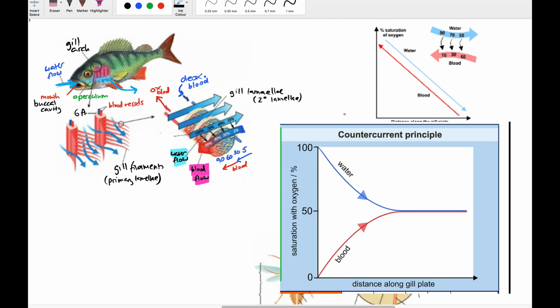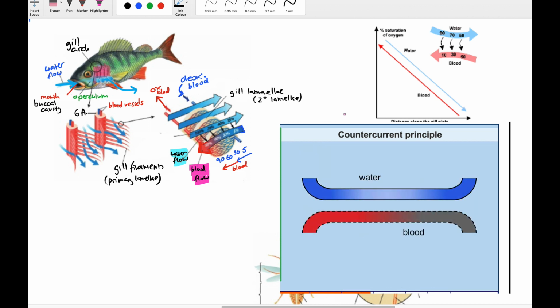This is just another view, a graph of that. So you don't need to draw this graph. You can if you want to, I suppose, but this would be if they were flowing the same way together, we could represent this in a graph like this. So this being distance along the gill, and this being the saturation of blood with oxygen, which starts at 0 and climbs to 50%, and the water starts at 100 and falls to 50% where they reach an equilibrium. Now let's look at what happens if we do countercurrent flow.